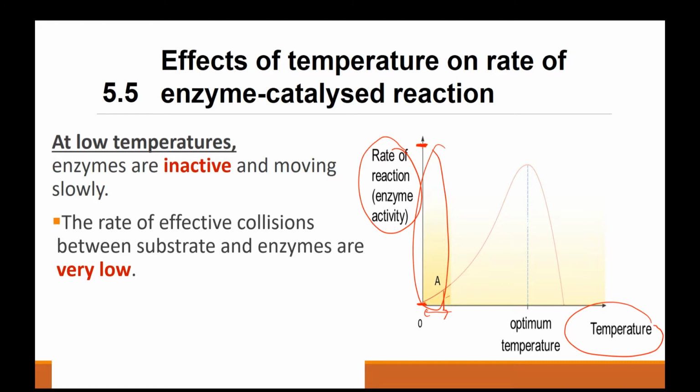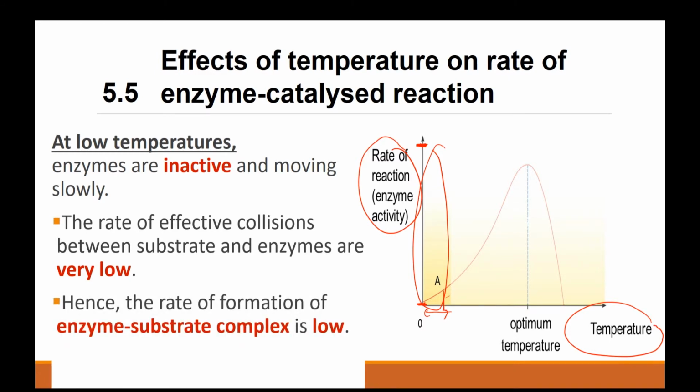As a result, the rate at which they meet the substrate, the rate of collision with the substrate, becomes very low. And therefore, you don't really form a lot of your enzyme substrate complex, and therefore the rate of reaction will be slow, right? So imagine a cold temperature, your enzymes are not really moving that much, they don't really meet the substrate, and then no complex is formed, and therefore no product, and the reaction will be slow.